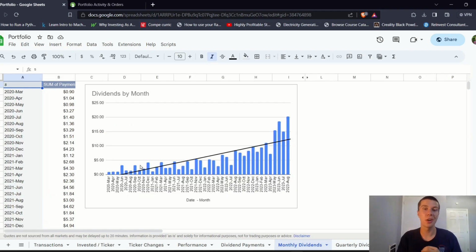So you can see in this chart of dividends by month that this August was actually our biggest month of dividends. Obviously, some of that is due to the higher interest on our cash and the fact that we have more cash sitting in our account.